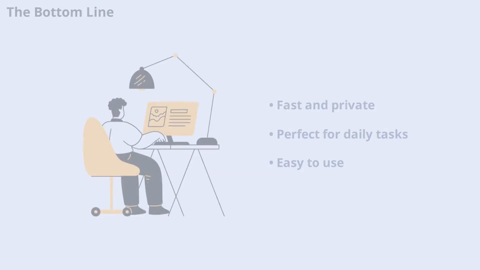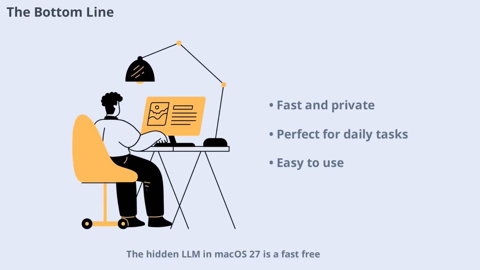The hidden LLM in macOS 27 is a fast, free, and private text tool that lives in your terminal. It's not meant to replace ChatGPT, but it excels at everyday language tasks like summarizing, extracting data, and automating workflows. With features like clean JSON output, file piping, and a local ChatGPT server, it's a small delight for Mac users. If you haven't tried it yet, open your terminal and type FM respond hello. You might just find yourself using it every day.